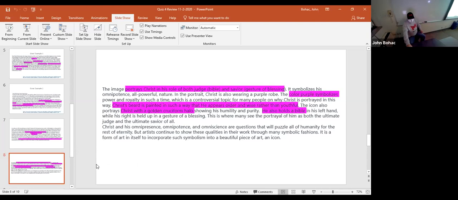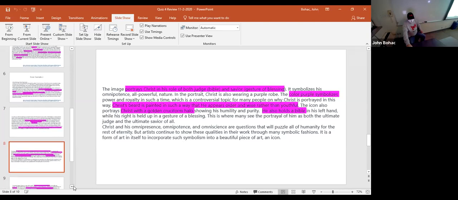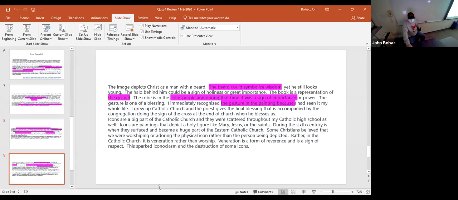And so, is there any more? Oh, yeah. This one. This doesn't have all of them either, but I thought it made some points that I'd like to share with you. The beard, wisdom; the book, the gospel; color purple, royalty, important; gesture in a painting.